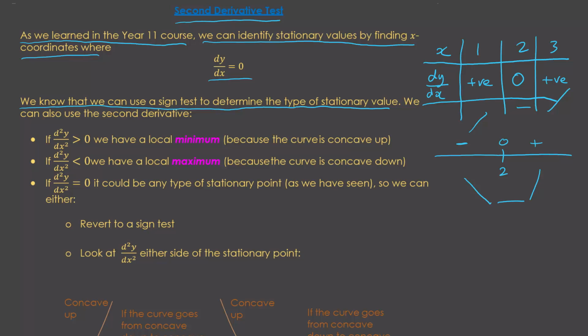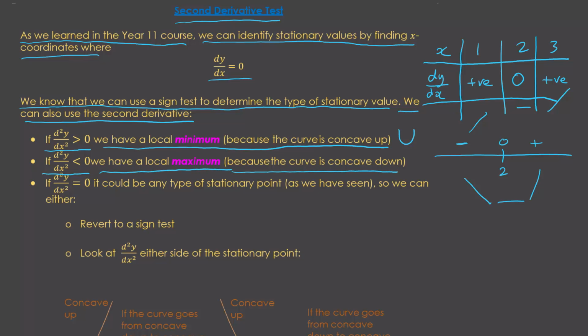Now that we've investigated concavity in the second derivative, we can also use the second derivative test. If d²y/dx² is a positive number, we have a local minimum because we know the curve is concave up. If d²y/dx² is negative, we have a local maximum because the curve is concave down.